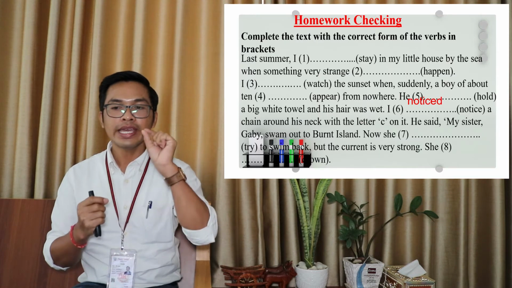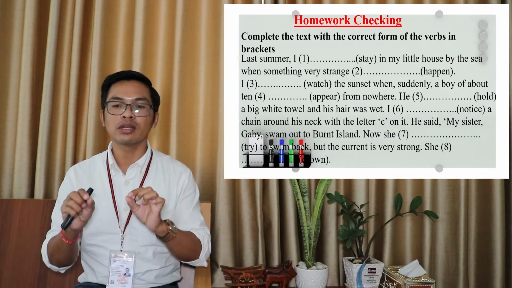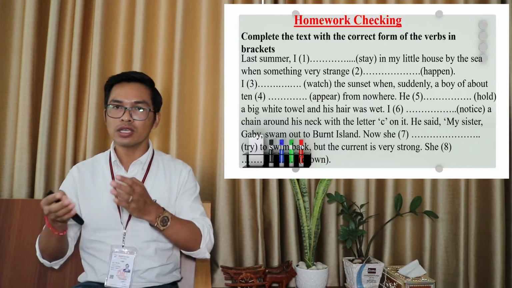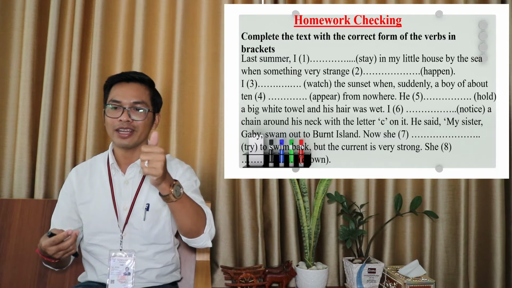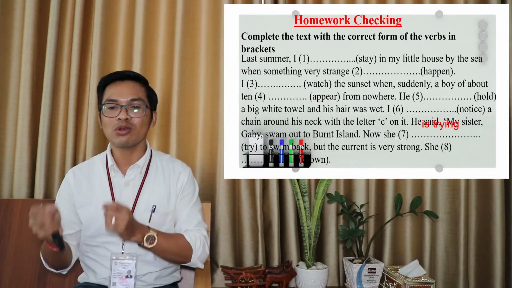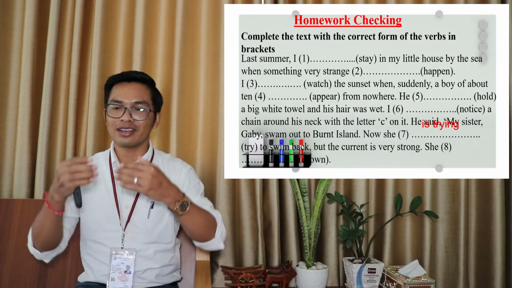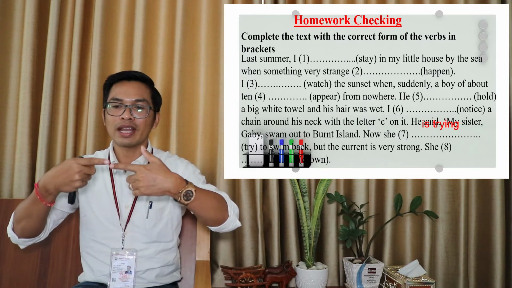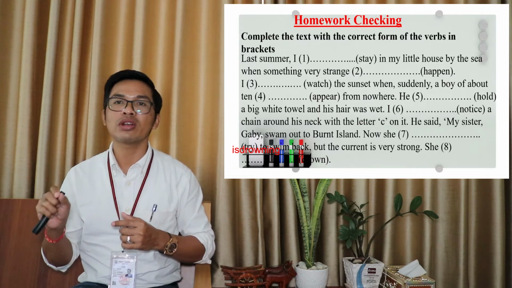And then the boy said, my sister gave me a swim out to the burn islands. Now she blah blah blah tried to swim back. You see, now she. Can you see the expression of present continuous, "now"? Right. Now it means they talk about present continuous. So now she is trying to swim back, but the current is very strong. She is, and the sentence is connected, parallel. So we use both number 7 and number 8 present continuous. That means she is drowning now.